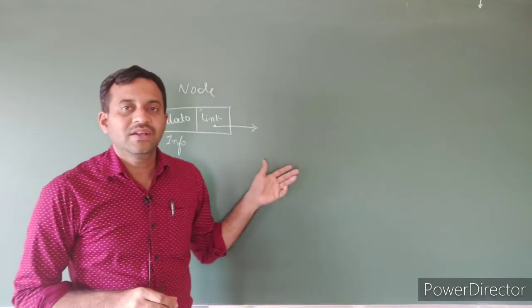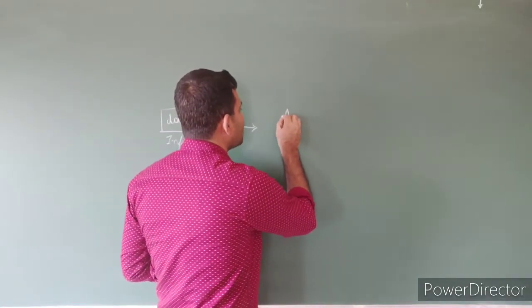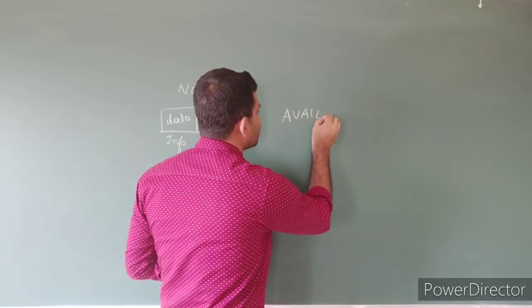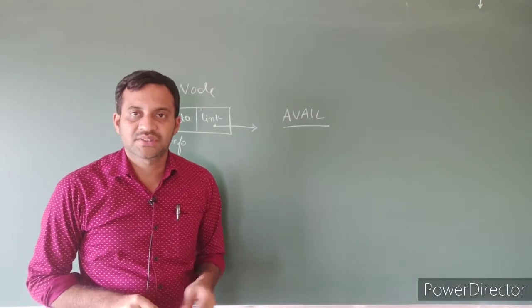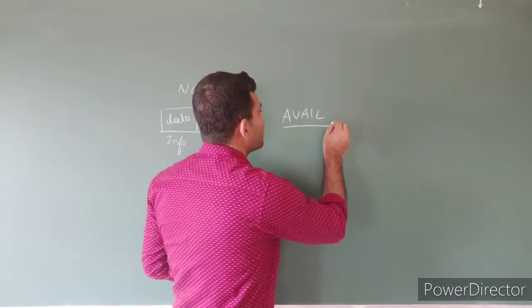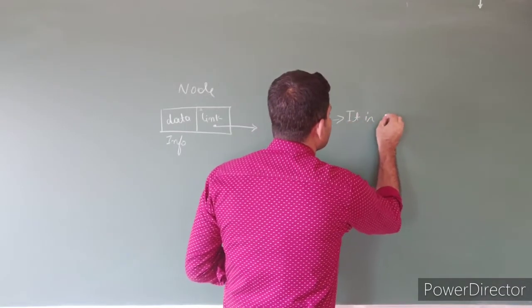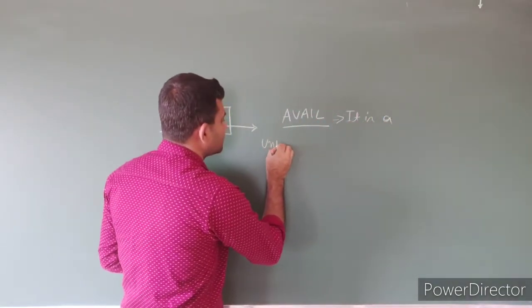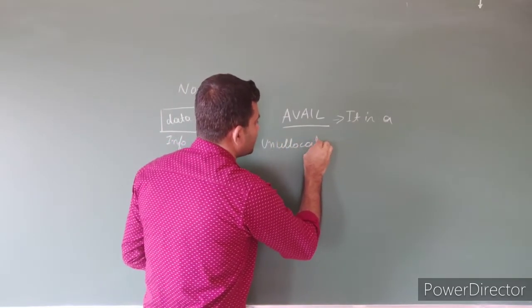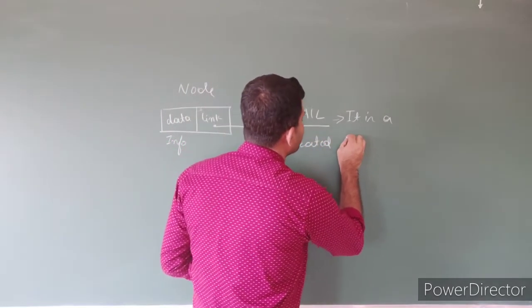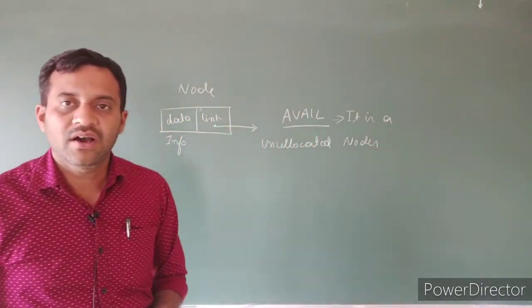The linked list uses the dynamic memory allocation, that is called avail. It is an unallocated memory space. Avail is a collection of unallocated nodes.